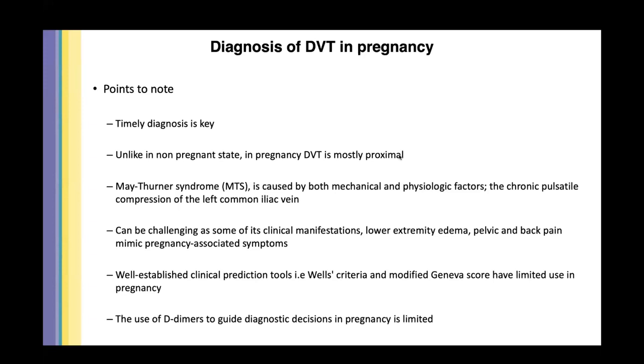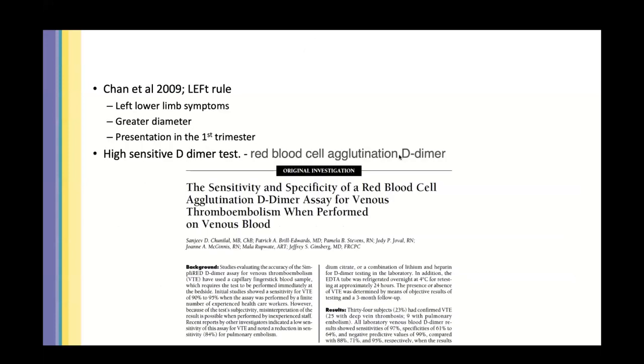So if you're using the ranges, of course, when there are obvious changes, you'd notice, but those very subtle changes might be missed. So they're not very good markers for diagnosis of DVT in pregnancy.